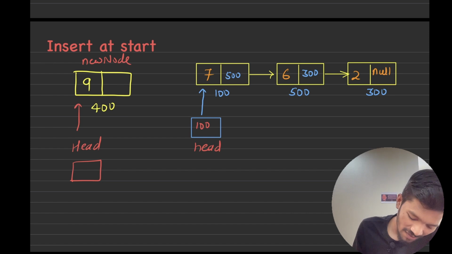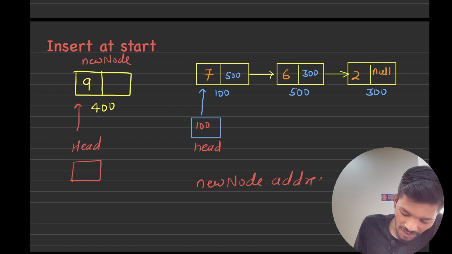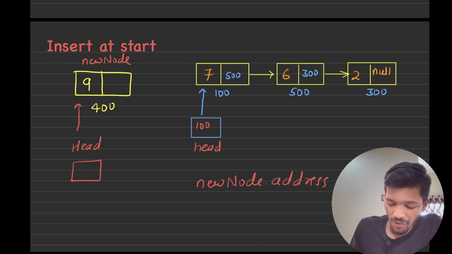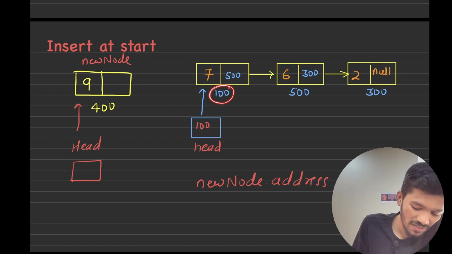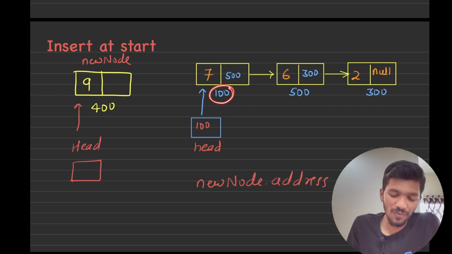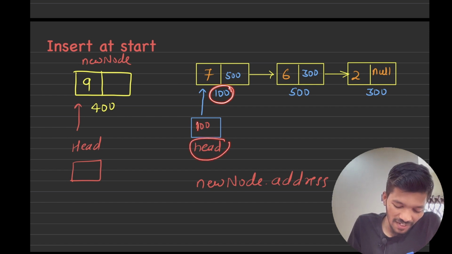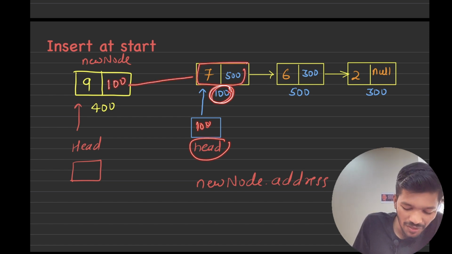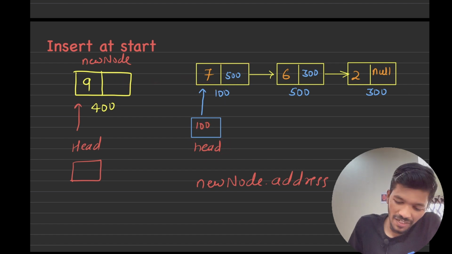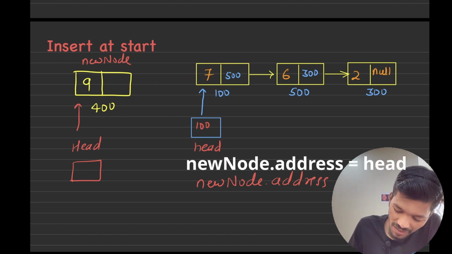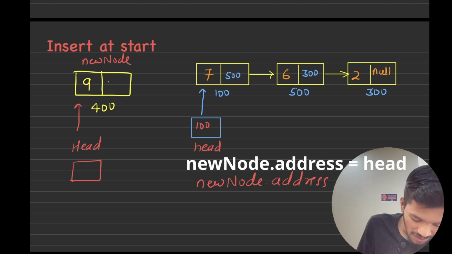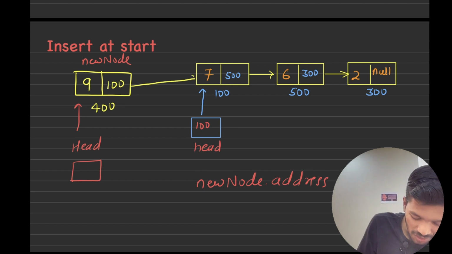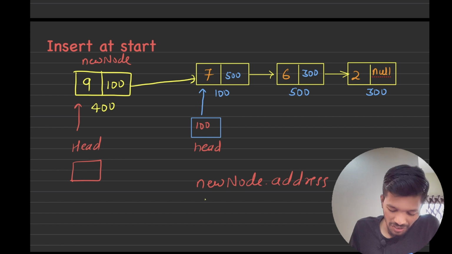Now how can we access this? New node dot address should be pointing to this address. Where is this address located? If you observe carefully, head is holding the address 100, and 100 is the address of my first node, and here also I need 100 so that it can point to this node. So can I say I will simply write new node dot address is equal to head? What will happen here? It will contain 100, so this will be pointing to this position now. And again I will change it: head is equal to new node.